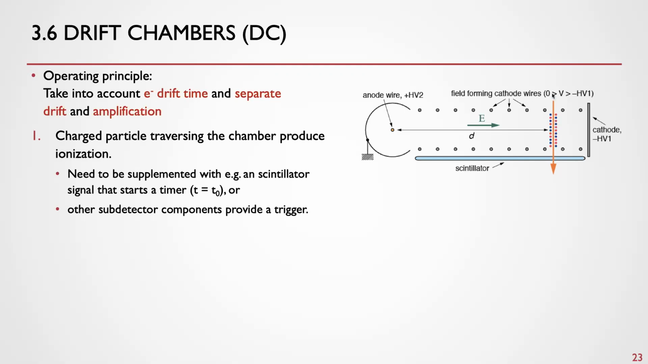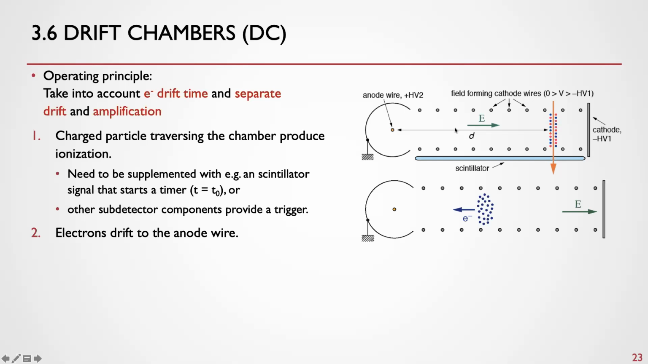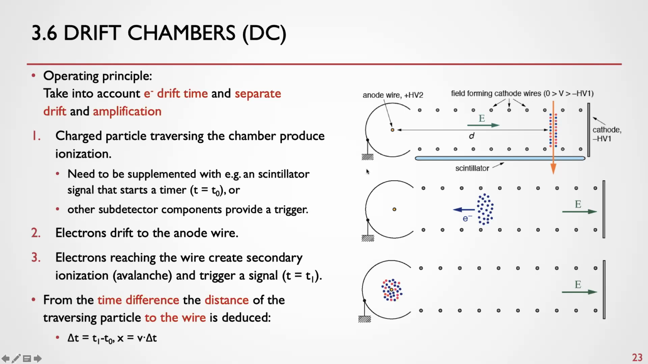So let's assume that has happened. The particle has gone through. We have received the trigger. There's an ionization signal. Then the electrons drift through the drift volume to the anode wire. So they experience a homogeneous electric field in the drift volume. The electrons then reach the anode wire where the formation of an avalanche is triggered, an electrical signal is read out, and from the timing of that signal, the drift time can be measured.